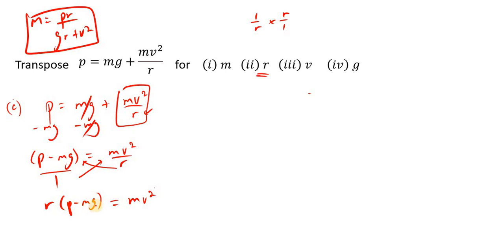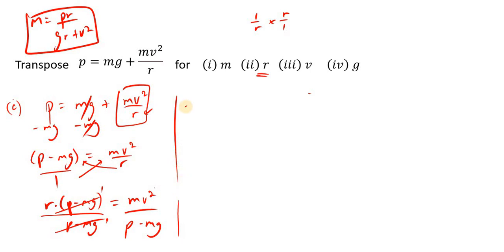Now, since p minus mg is connected to r by multiplication, I can get rid of the p minus mg by division. So this quantity that's multiplying r in the numerator can cancel out with the denominator, since you have a factor of p minus mg in the numerator. And I'm going to do the same thing to the other side, divide this side as well by p minus mg. And so this leaves me with what exactly?